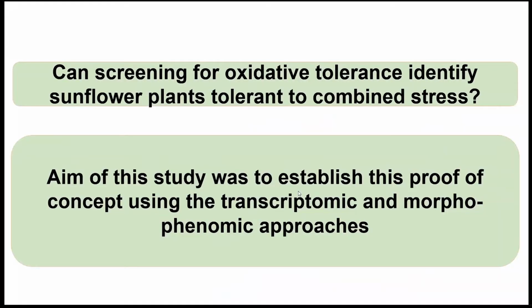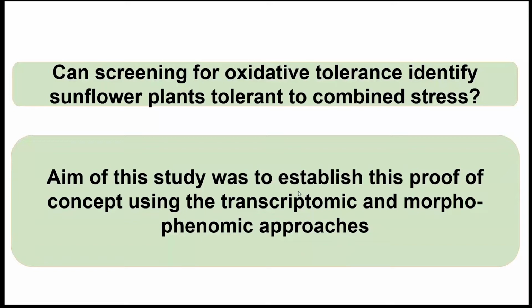So this brings us to the aim and the hypothesis behind the study. Can we screen genotypes for oxidative stress tolerance, and can those genotypes identified out of this screening tolerate combined stresses as well? If our hypothesis holds, then we would be able to come up with a concept: you screen for oxidative stress tolerance, which is relatively easy to do, rather than putting many stresses together, which is complex in a large scale setup. So this is going to be feasible.